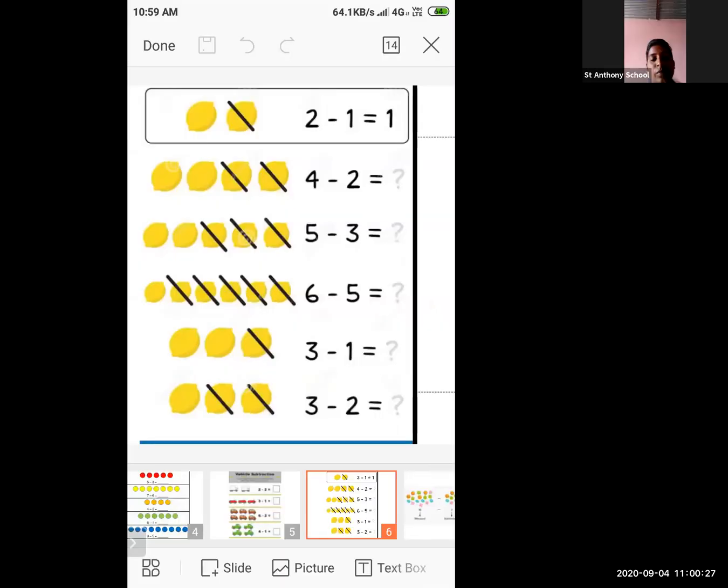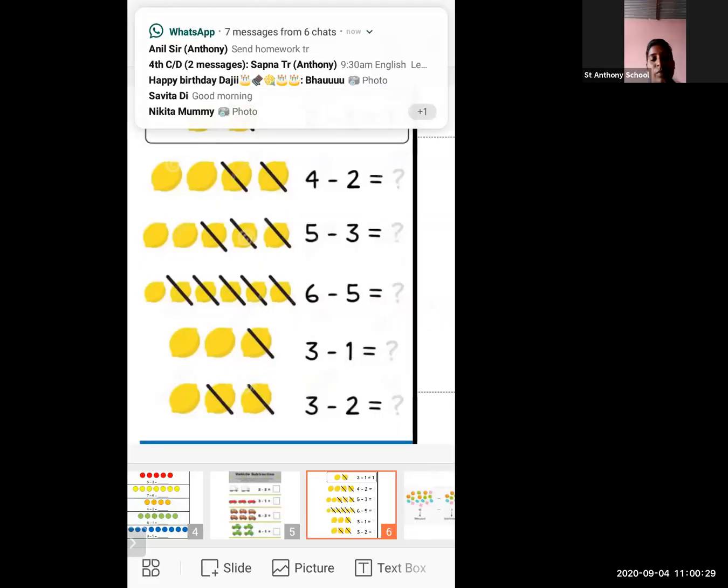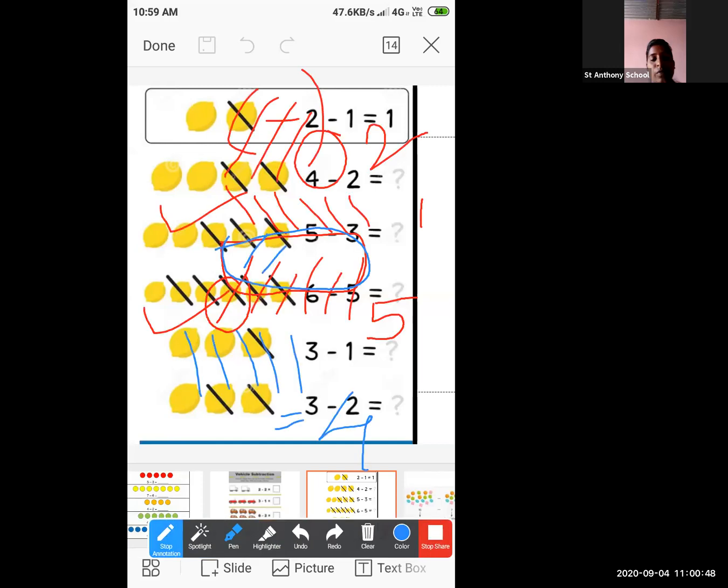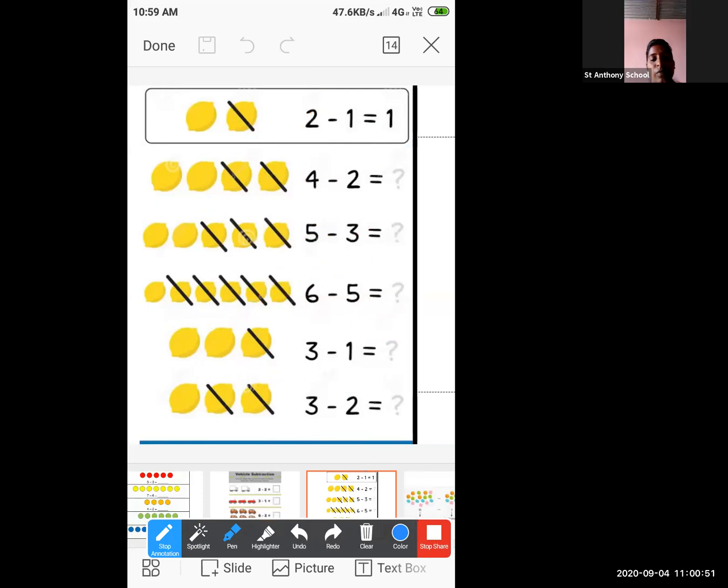Already the sum is given to you. The cross sign is also given to you. The minus is given to you. You want to subtract and directly write the answer. Where the question mark is given, there you want to write the answer. Okay, students, ready, everyone? Okay, good.